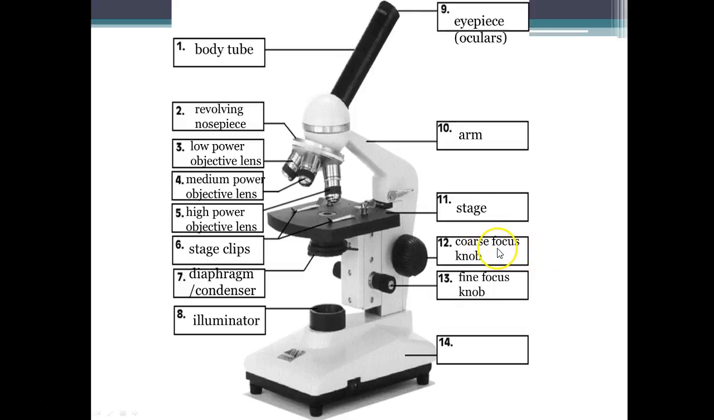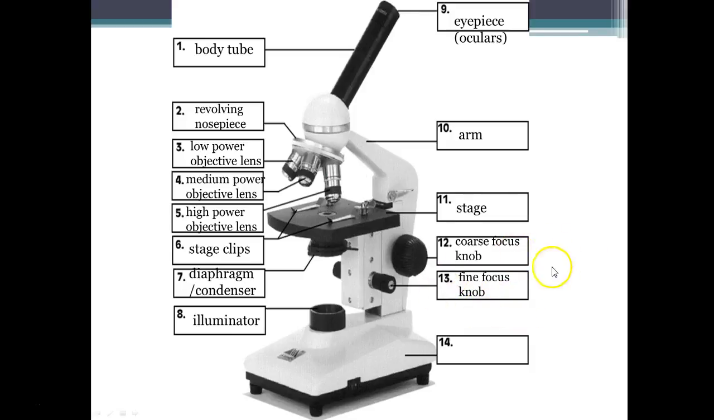The reason for that is that if you forget and use the coarse focus, you're going to move this stage very rapidly, and you may move it up into the lens, and that can crack not only of course the glass slide but also the lens itself. And of course the most important or the most expensive part of the microscope are the lenses, and the most expensive lens is this high-powered objective lens. So make sure whenever you're using high power, you're only using this fine focus knob and you're never using the coarse focus knob.